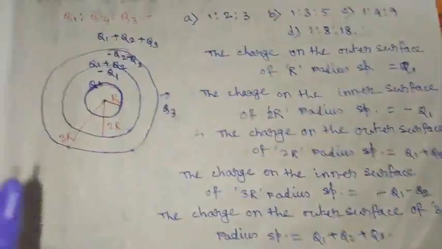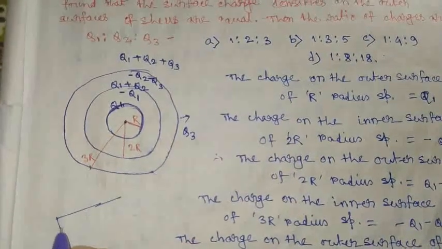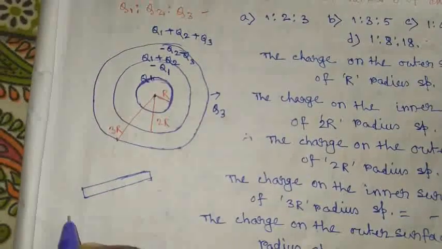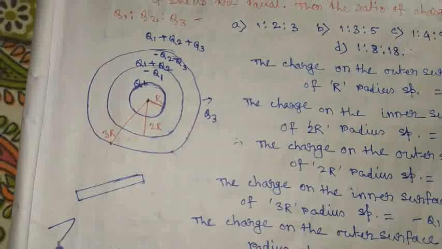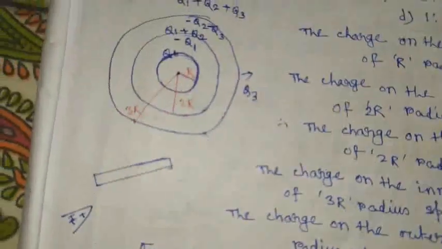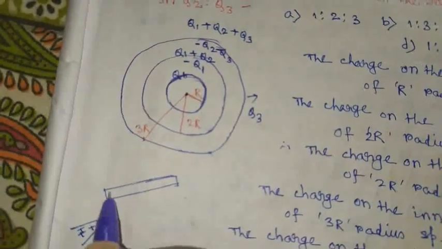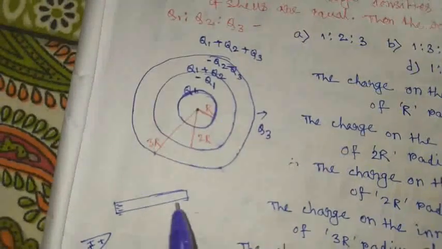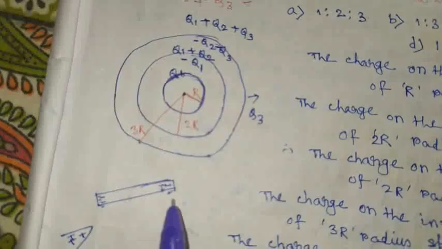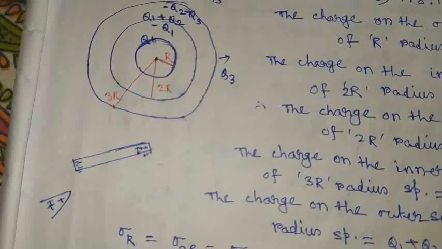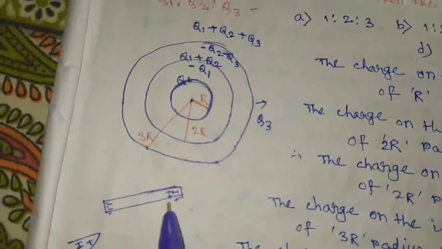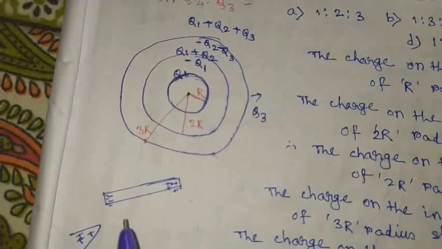Now we know a process, electric induction. What is this? If we have a metallic rod, and we bring a charged rod near to this metallic rod, then opposite charges are induced near the end, and like charges are induced at the far end. So this process of induction is known as electric induction.